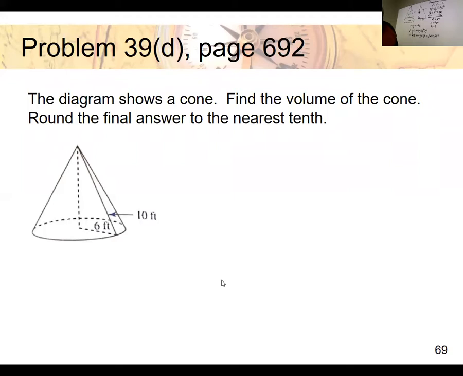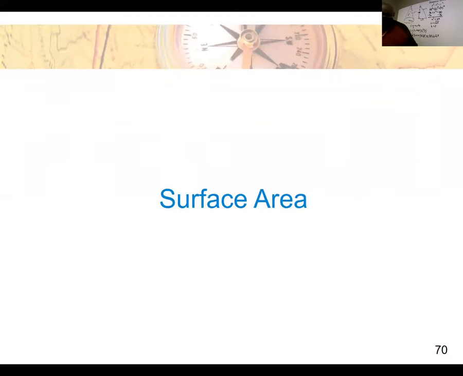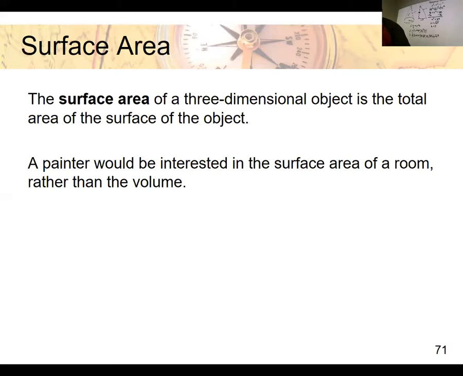All right, next we'll look at surface area. Volume deals with the space that's contained in that object. Now, when we look at surface area, we're looking at the total area of the surface of the object. Not the space inside. It's going to be the face of that object, its area.